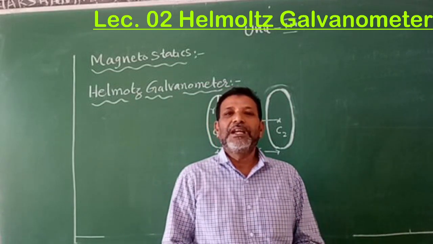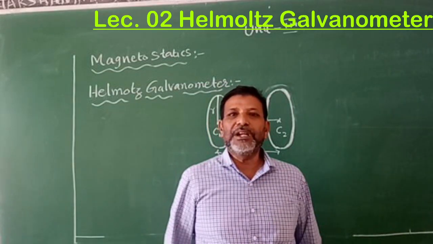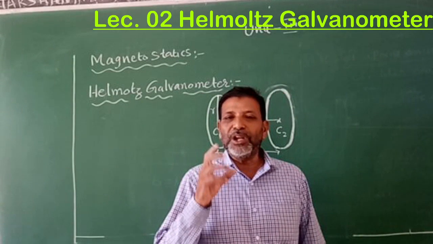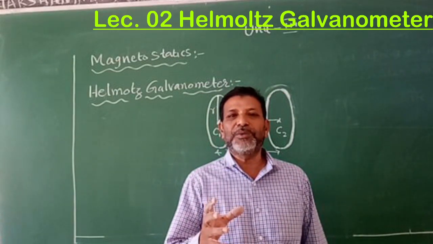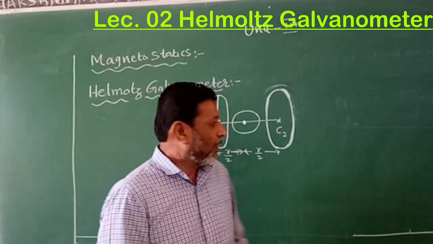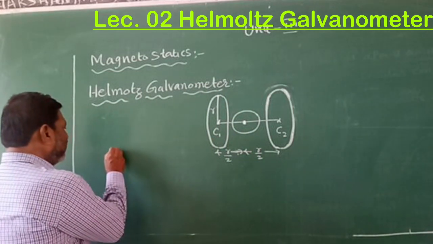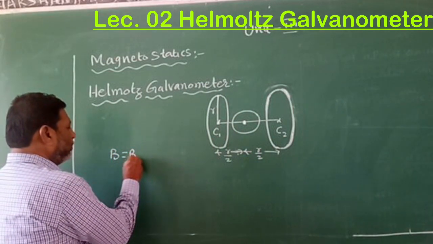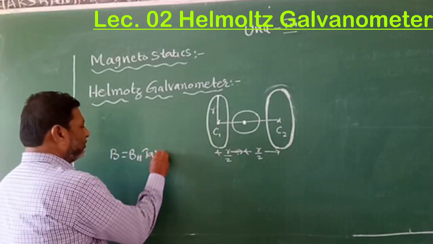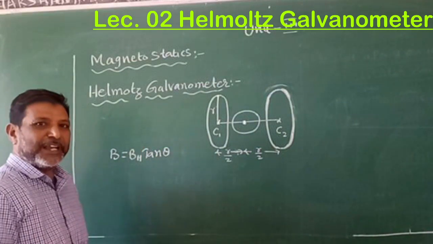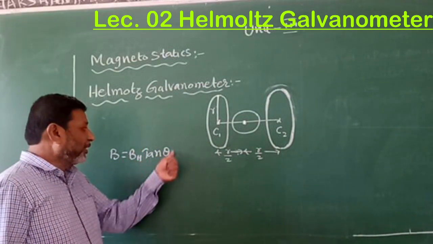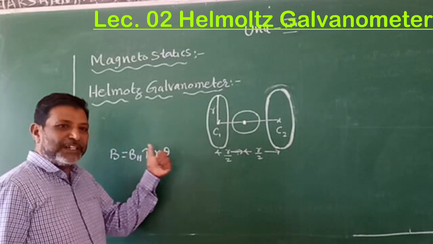The reason is that the tangent galvanometer works on the principle of the tangent law. Now, what is the tangent law? The tangent law is B = BH tan theta. This is called the tangent law. The tangent galvanometer works on the principle of the tangent law.